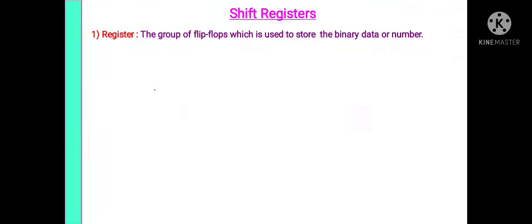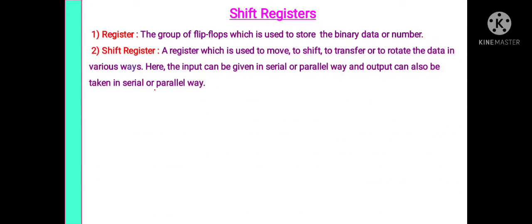A register is a group of flip-flops which is used to store binary data or a binary number. Normally, one flip-flop is required to store 1-bit data. A shift register is a register which is used to move, shift, transfer or rotate the data in various ways. Here the input can be given in serial or parallel way and output can also be taken in serial or parallel way.